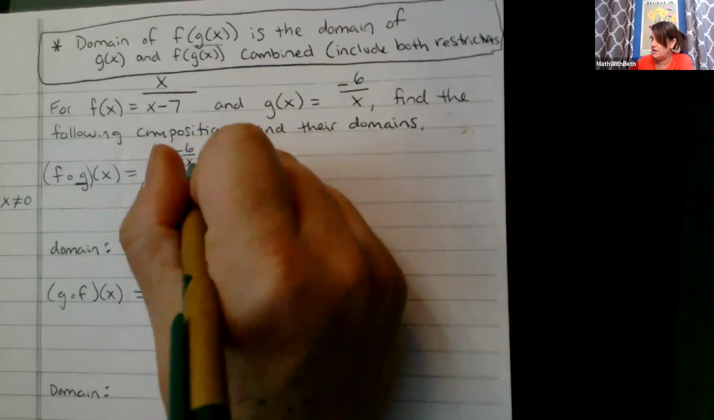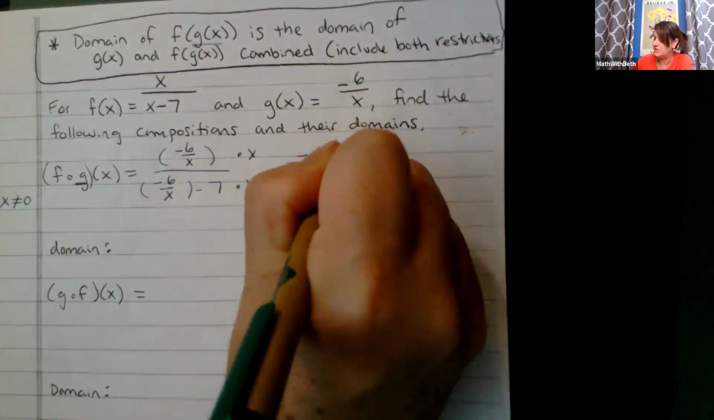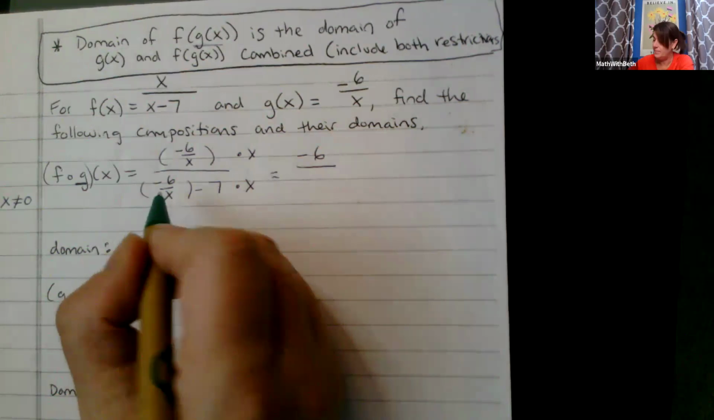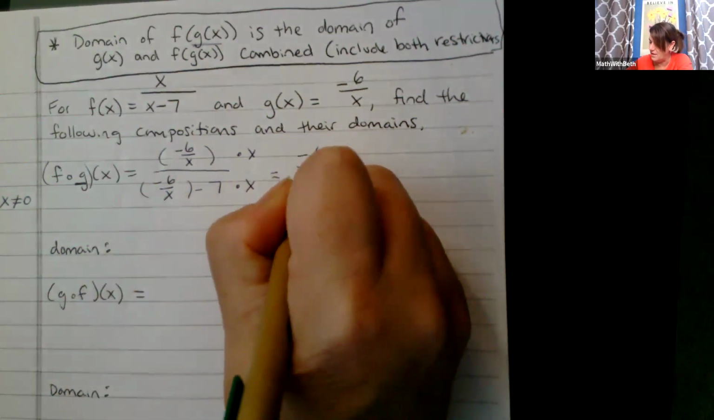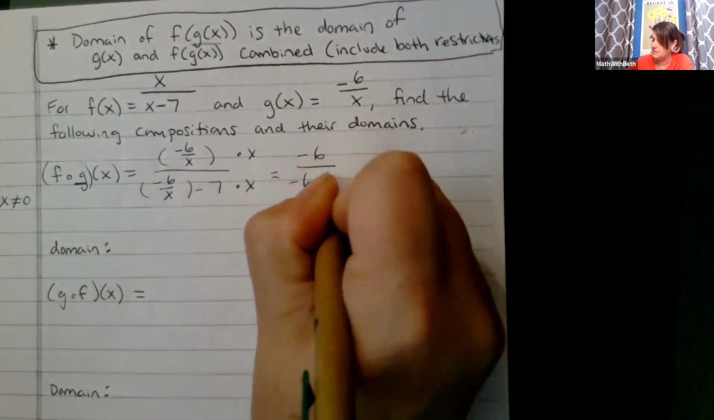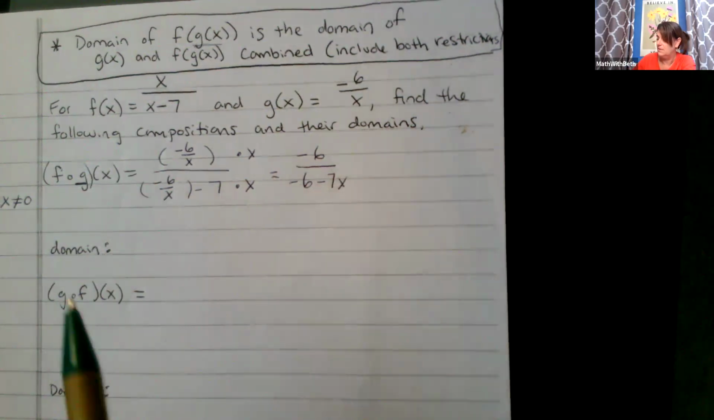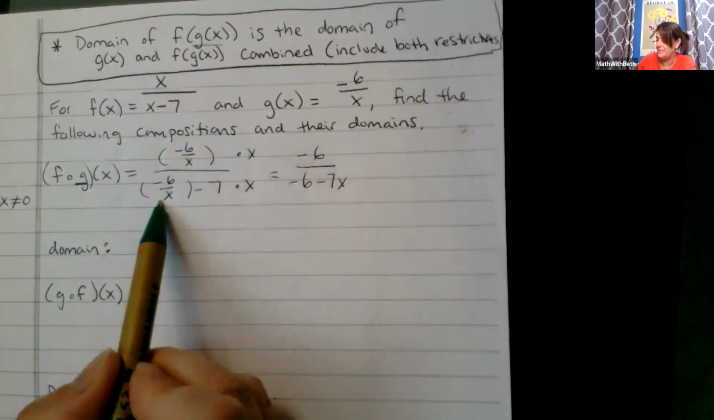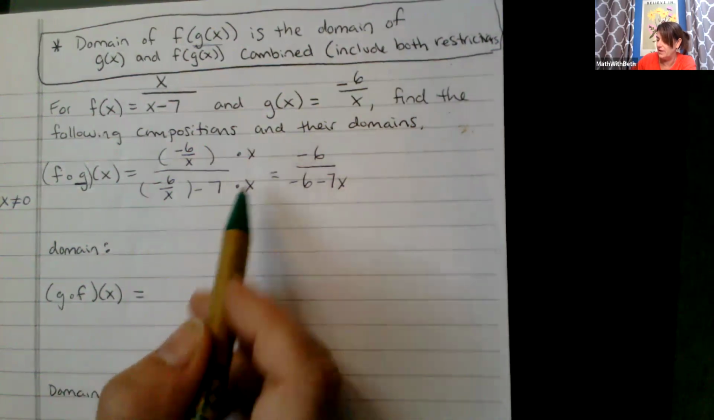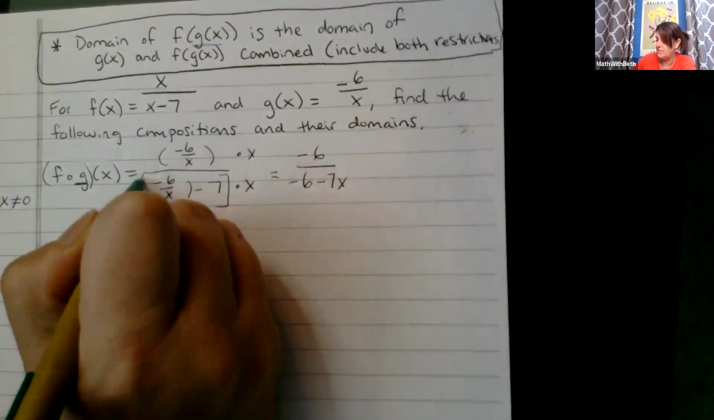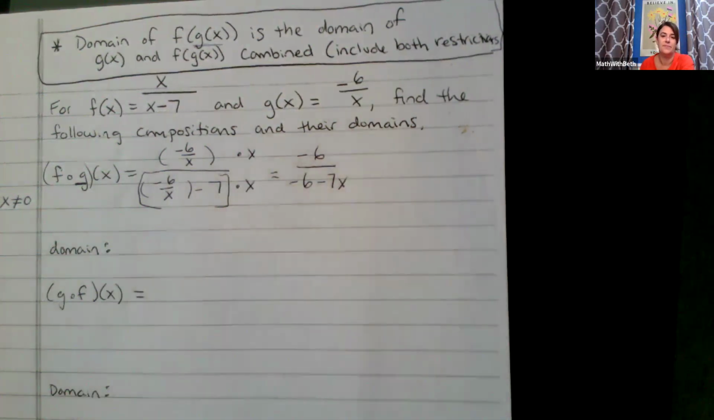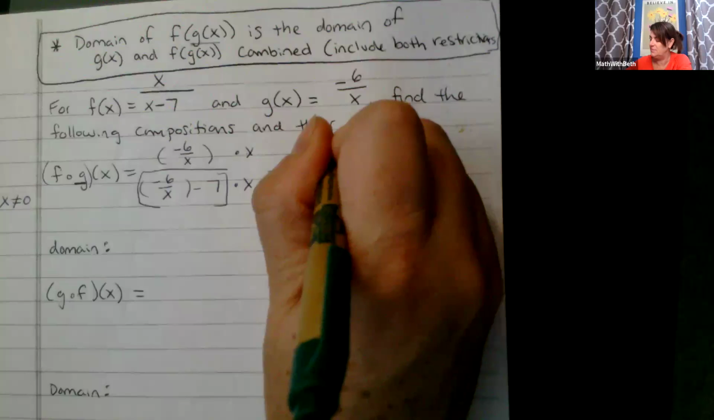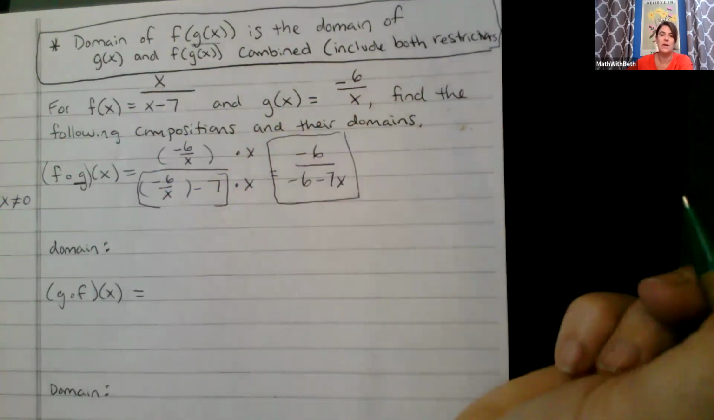If I did that on top, I would end up with just -6. If I did that on the bottom, I would end up with a -6 minus 7x. Because you see, when you multiply this by x, it wipes it out. When I multiply this by x, it wipes it out. But then don't forget, you have to multiply that 7 by the x also. So this is much nicer. So this is my answer. This is my f of g of x.